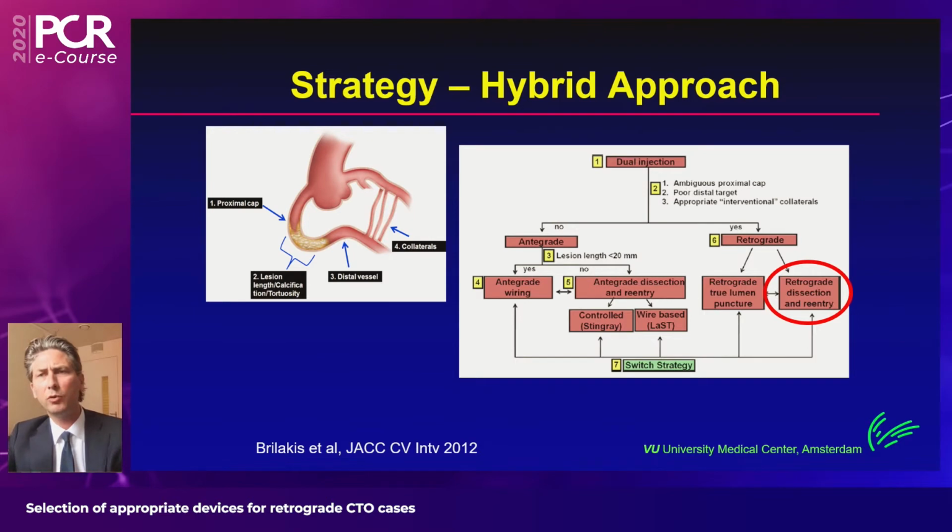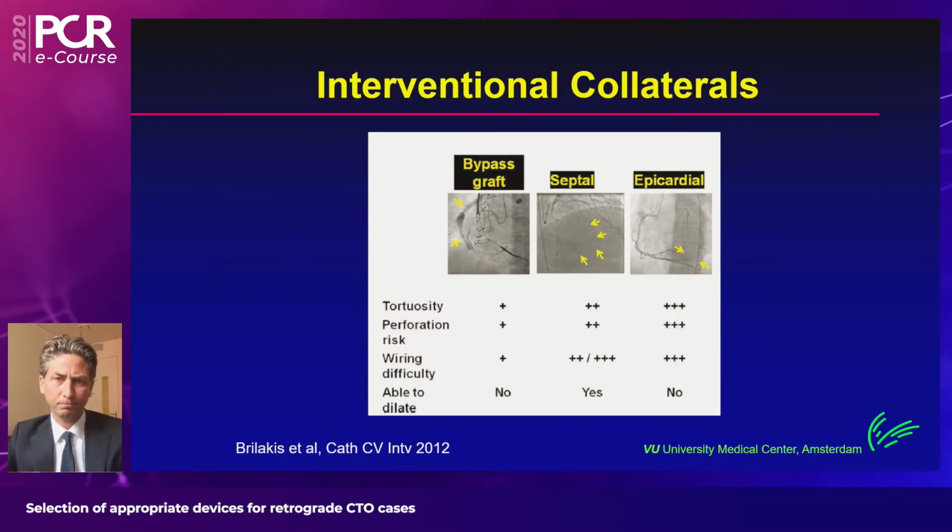So we've grown accustomed to using the hybrid strategy in Amsterdam, where we take a look at 4 features on how to tackle a CTO, which basically looks at the proximal cap, the lesion length, the distal target for antegrade dissection reentry, and the collateral channels you have. And in this case, if you walk through the algorithm, we decided to go for a dissection reentry strategy with the reverse CART as a primary approach.